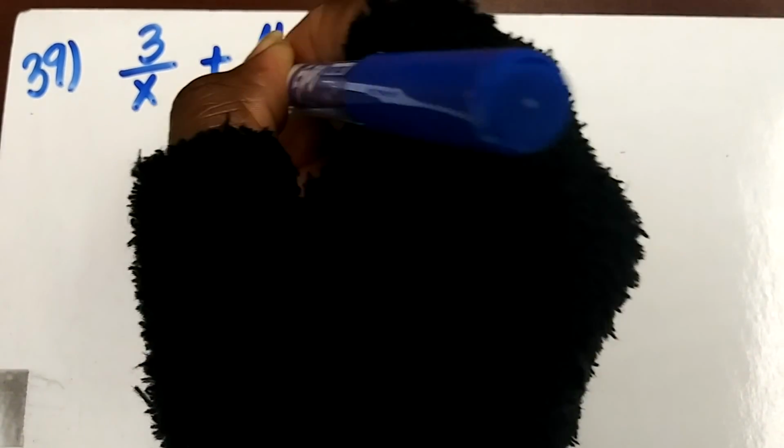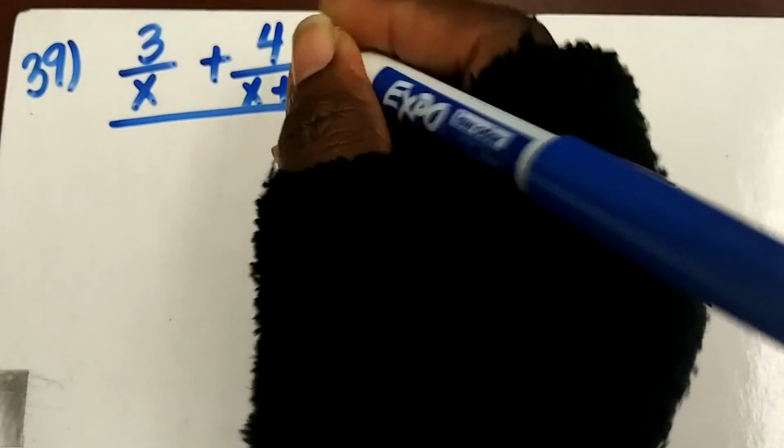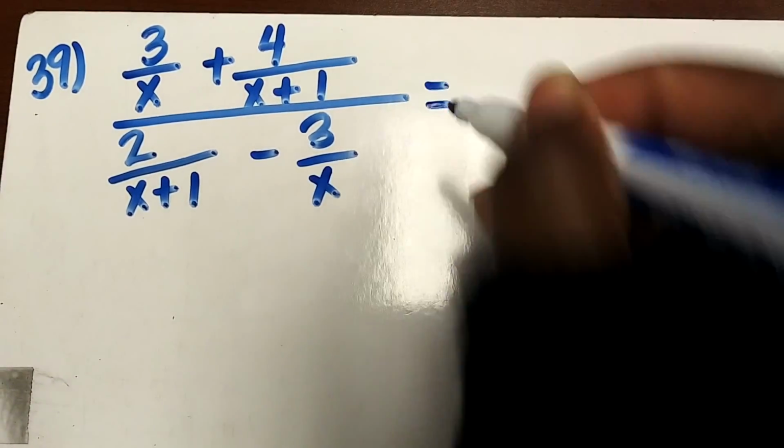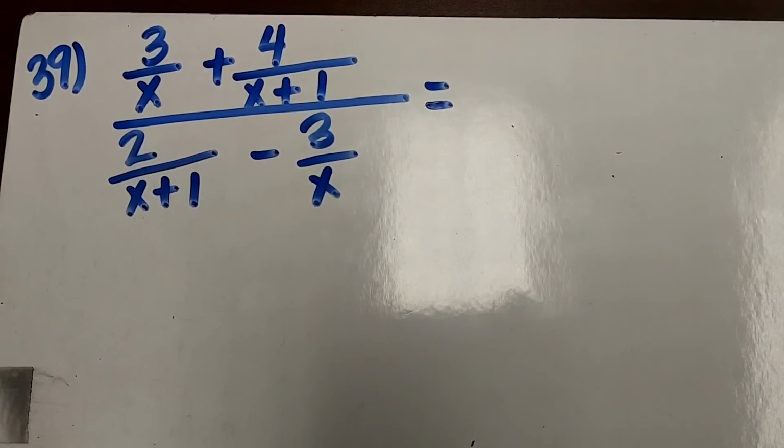We have 3 over x plus 4 over x plus 1, and it's divided by 2 over x plus 1 minus 3 over x. Again, I need to find my least common denominator. Everything in your denominator that's different is the least common denominator.